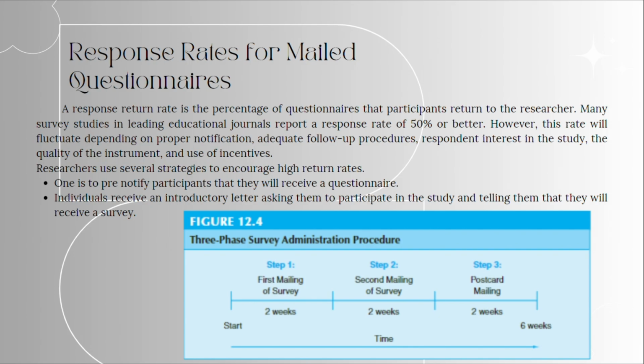Step one, in the first week, is mail out the original questionnaire. You send out the questionnaire to the respondents and then follow it two weeks later with a second questionnaire to the individuals who have not responded. So in step two, you call those participants that you have sent it to who did not respond. And then step three, after another two weeks, is send a postcard to the non-respondents reminding them to complete the questionnaire so that you can have a high rate of returns in your mailed questionnaire.